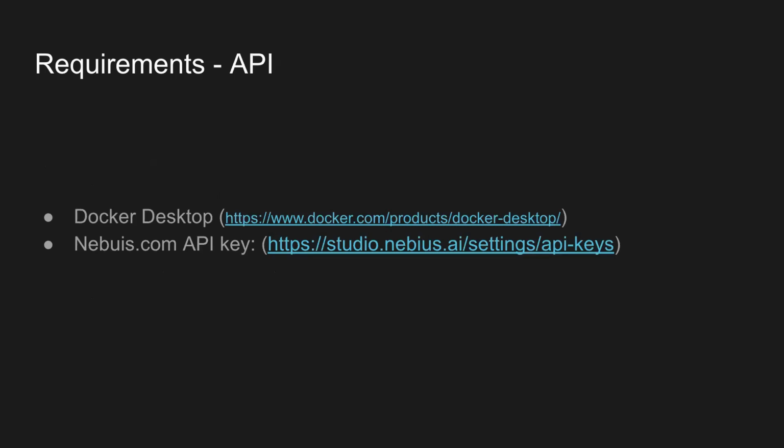If instead of using a local LLM, you would like to use a remotely hosted one, I recommend that you install Docker Desktop to be able to run this project, and then get yourself an API key from Nebius. I see that I've accidentally spelled it two different ways on the slide. The URL is right. It's Nebius. Nebius is a company that offers access to many LLMs, and they offer some pretty unique features that are really valuable that I'll show you a little later.